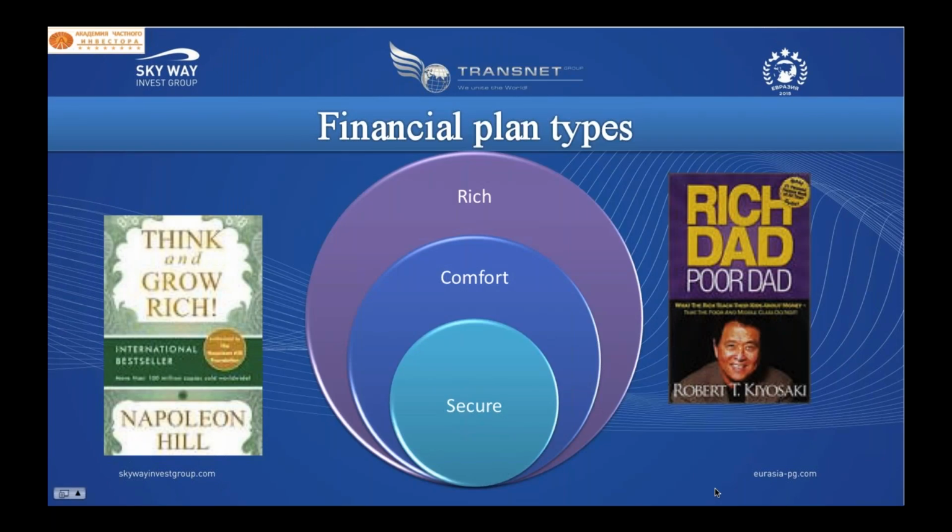So to finalize, there are a few financial plan types. Robert Kiyosaki, in his book, divided them into secure, comfort, and rich. And Napoleon Hill also mentioned it in Think and Grow Rich, an awesome book I recommend you read. He also mentioned the importance of the financial plan, and I 100% agree with both authors. And there are so many people who are also advising to have financial plans.